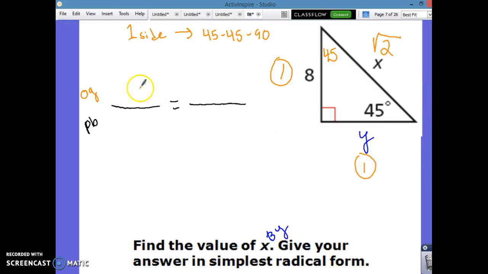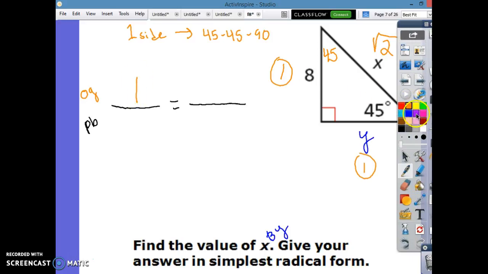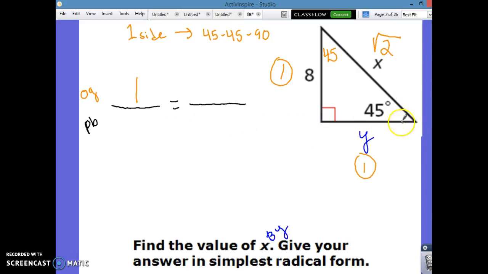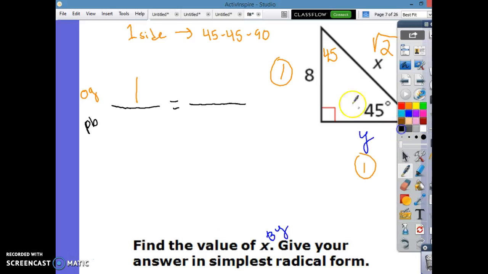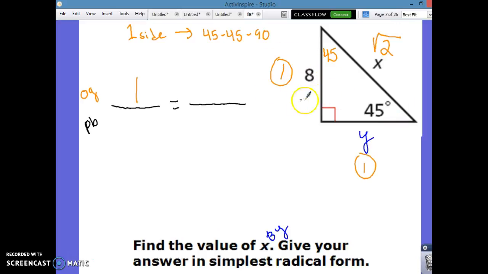So, Malik, you told me what side goes with 1? Wait, there's two 1s. Right, let's pick one. Well, the same thing. 8. 8, right? We know that the 1 goes with the 8 right here. That's why we have them right next to one another.